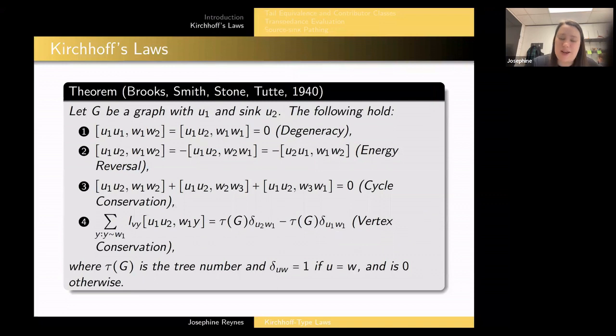And so what this is actually saying, because it's a little bit confusing, is that if you sum all of the transpedance values entering a vertex and exiting a vertex, you get 0. Unless that vertex is the source or the sink. And that's what this Kronecker delta is telling you. If your vertex is the source, which is this Kronecker delta U1, W1, that tells you your tree number is going to be negative the tree number. So the source vertex puts the tree number value into the graph, and then the sink vertex has the tree number value enter it.